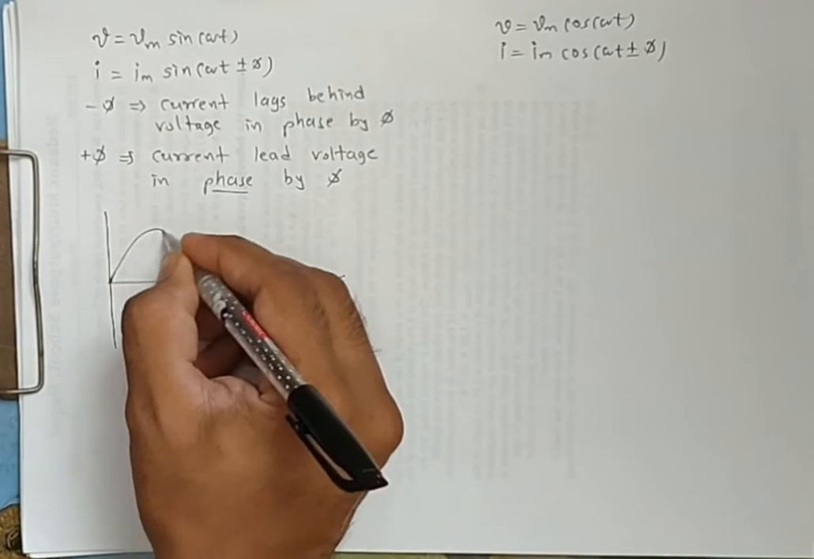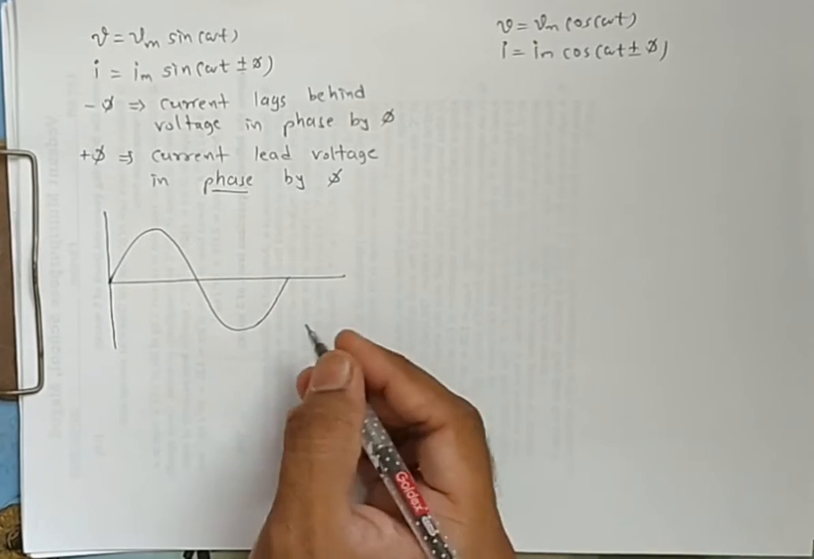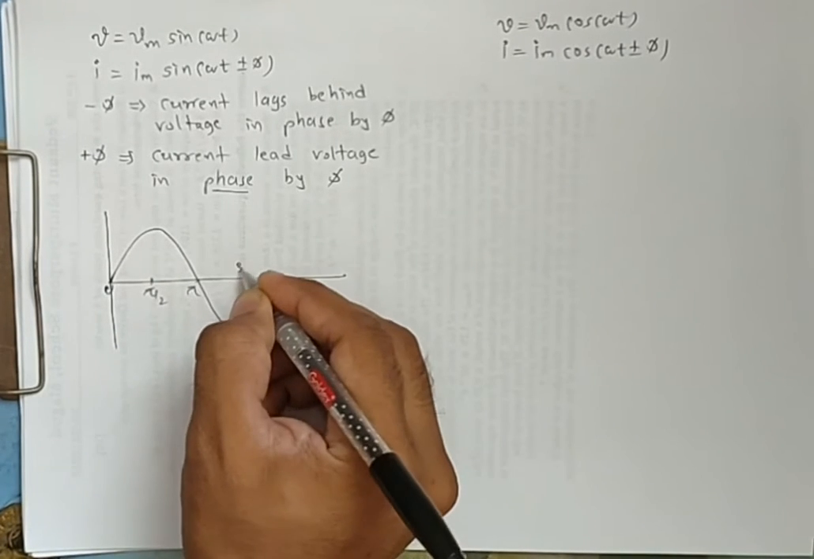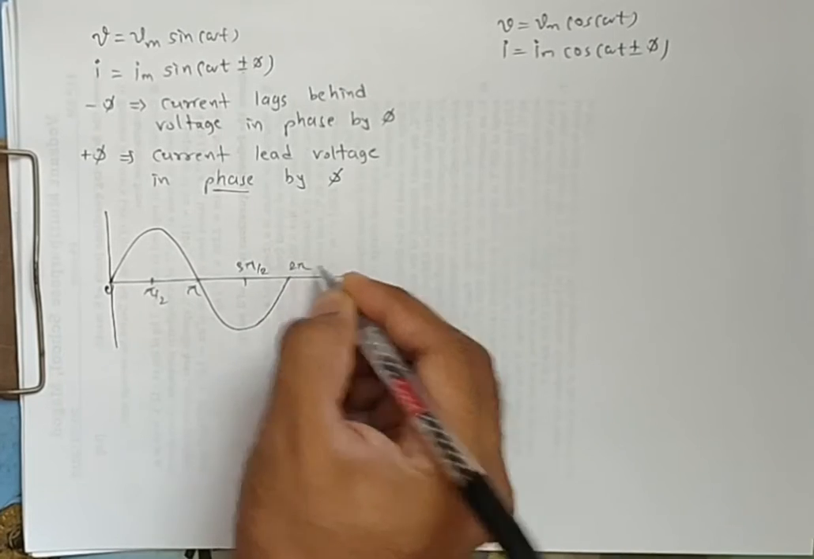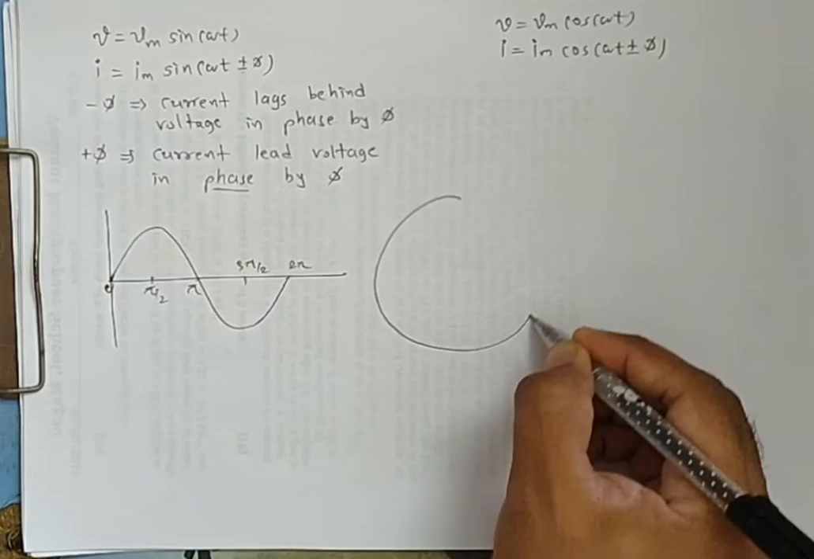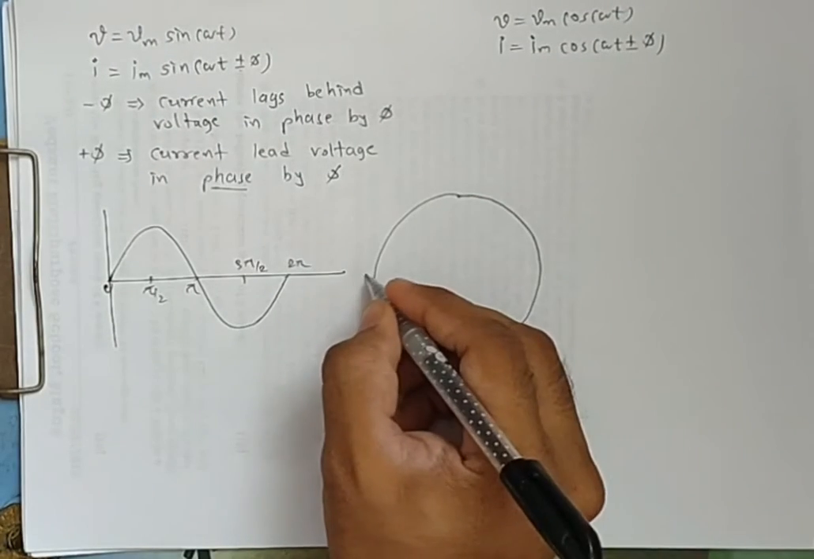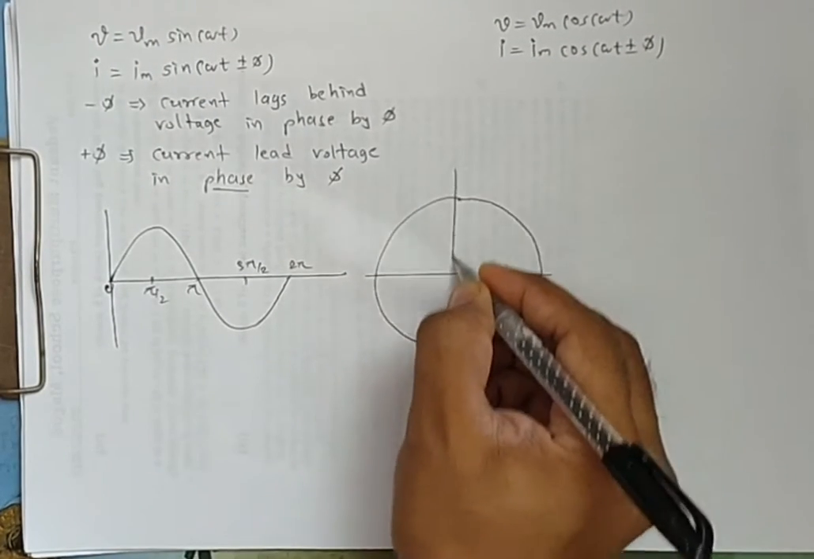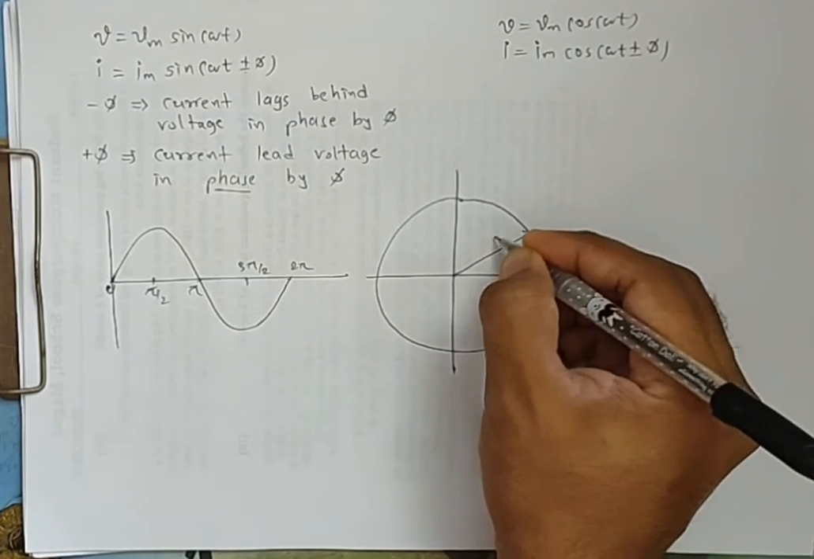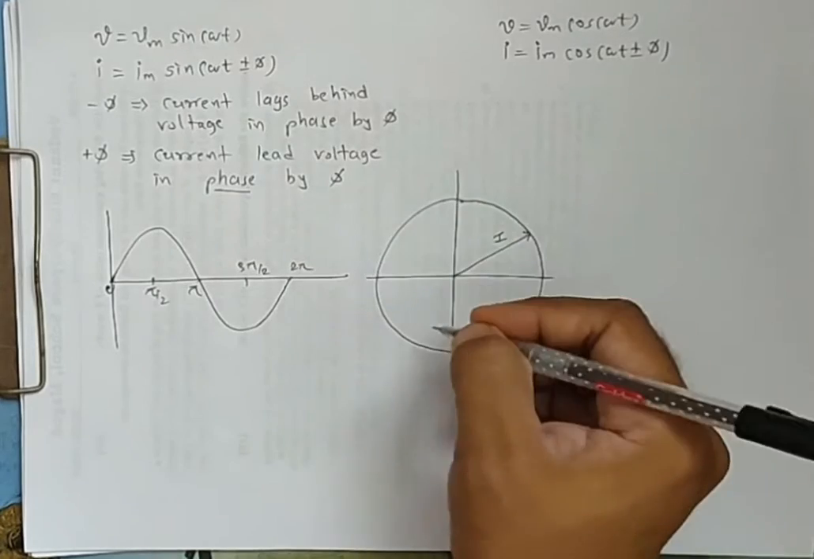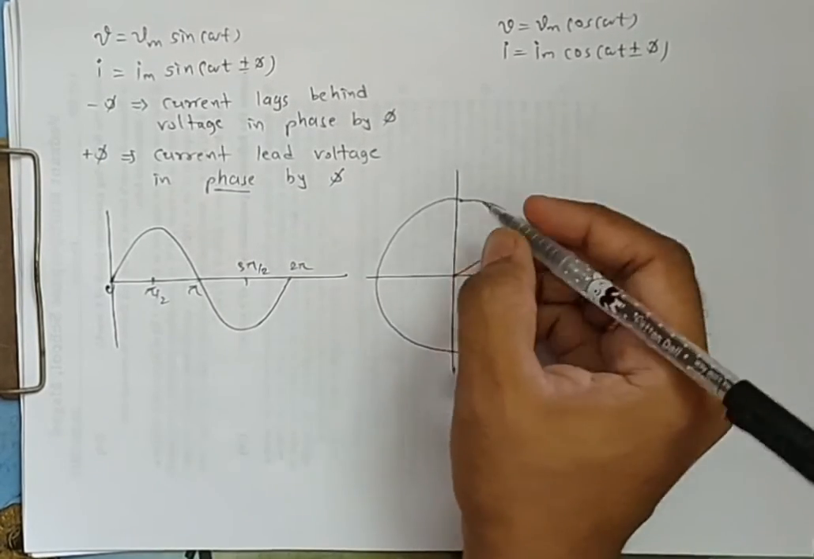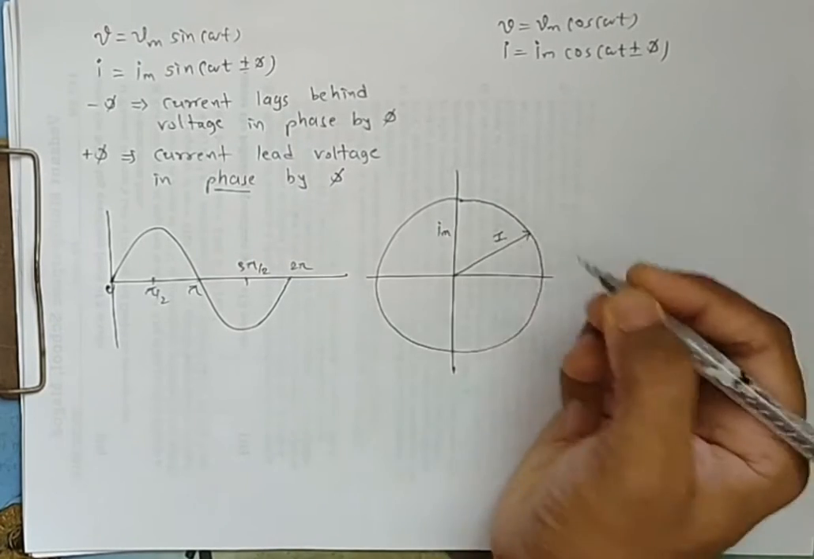If it is Im sin omega t, then it is like this: 0, pi by 2, pi, 3 pi by 2, and 2 pi. You can make this waveform by rotating a phasor vector. That phasor is called what? A rotating vector also. Now suppose this is our vector I, and the radius of this circle is the maximum value of I, that is Im.